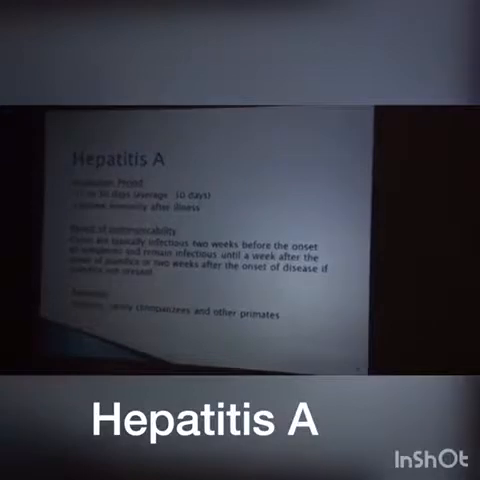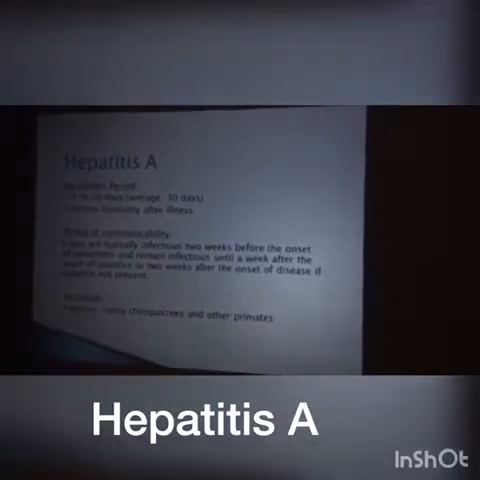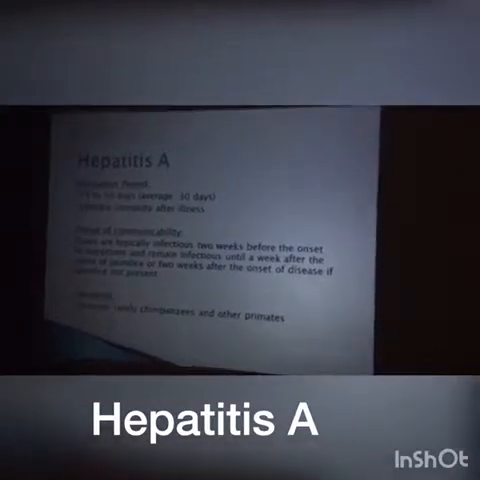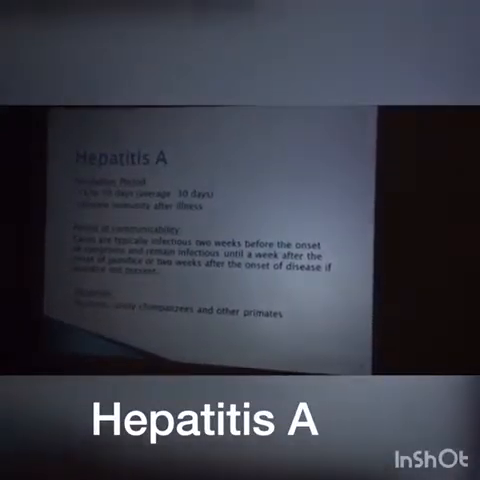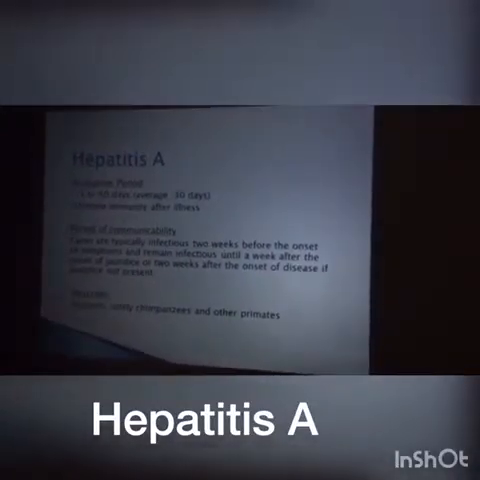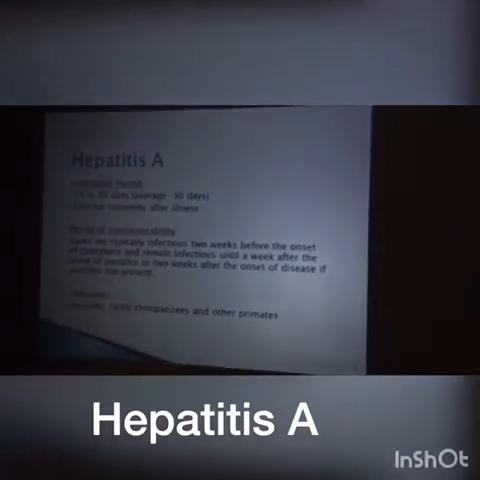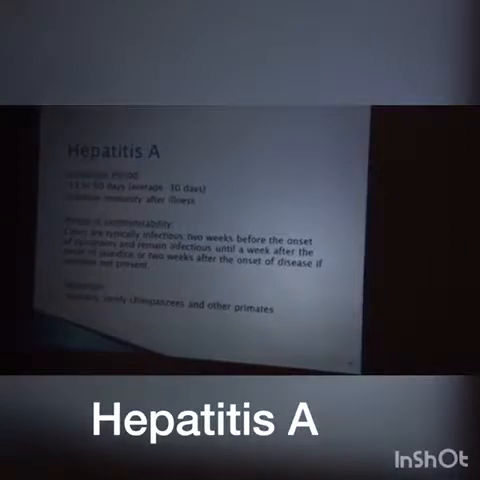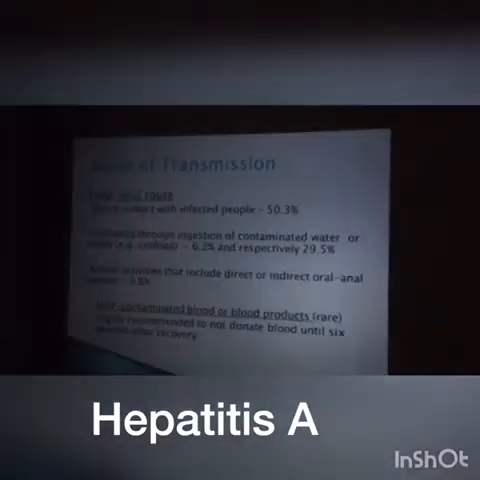Period of communicability is the time when you can transmit the disease to others. This means you're infectious. Cases are typically infectious 2 weeks before the onset of symptoms and remain infectious until a week after the onset of jaundice or 2 weeks after the onset of a disease if jaundice isn't present. Some human reservoirs include humans and rarely chimpanzees.